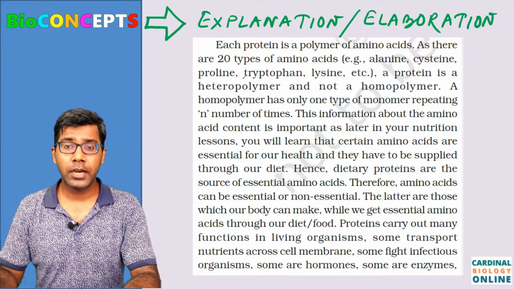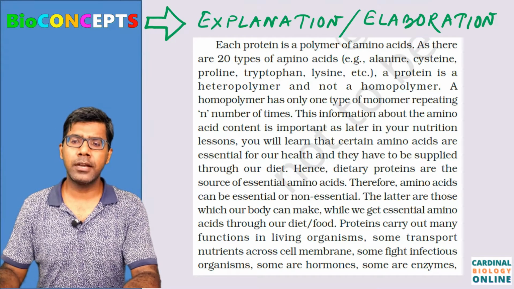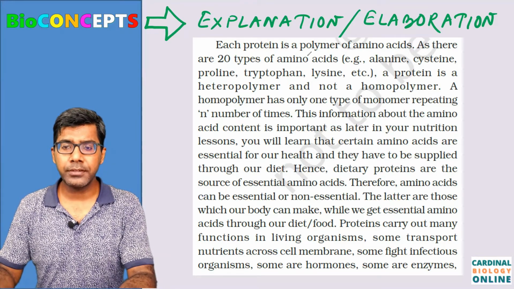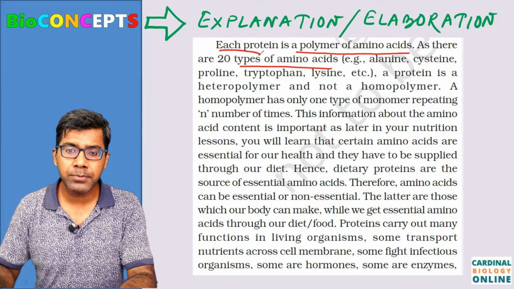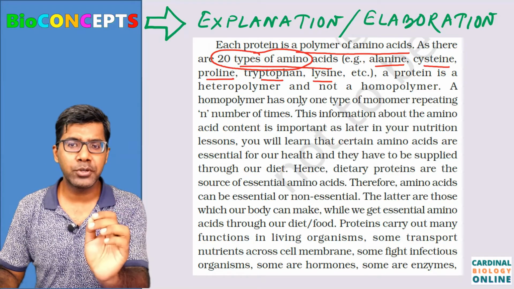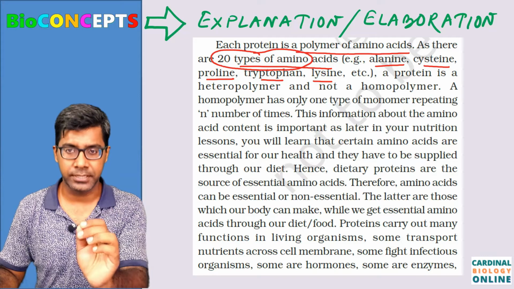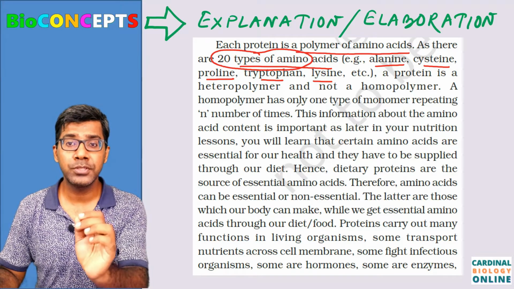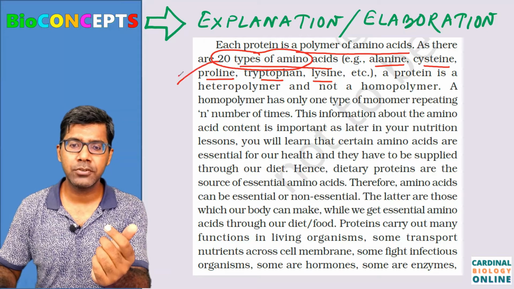To continue with this explanation and elaboration, I am considering another para here from the same chapter. Each protein is a polymer of amino acids. It is already written that there are 20 types of amino acids, but how many names are there? In your NCERT book, the names of all the 20 amino acids are not there. So being a student who is preparing for entrance, what's your duty? Obviously you need to search out all these names.